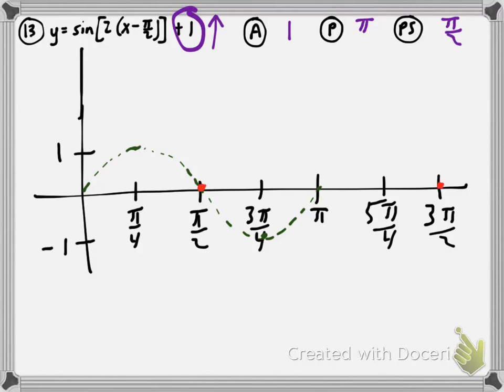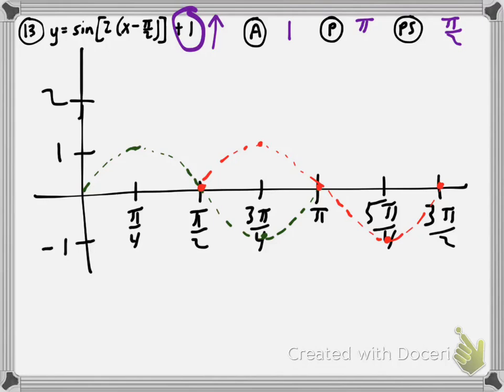So we go up, pi over 2 radians there, x-intercept there, 5 pi over 4 down. Okay, so that's not too bad. We're moving everything pi over 2 radians to the right. And then finally we take this red dotted graph and we move up 1 unit. Okay, so 1 goes to 2. Negative 1 goes to 0. So finally I'll put it in purple.